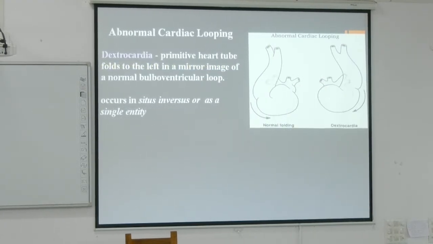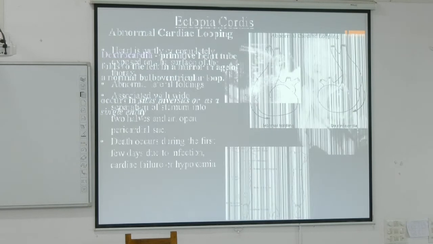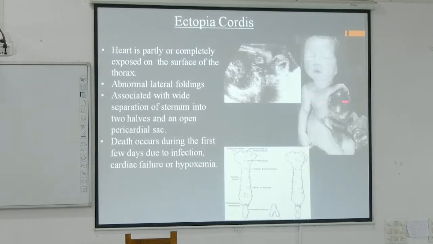If you have abnormal looping of the heart, it could be in the opposite direction, situs inversus, with the heart placed on the right side instead of the left. So abnormal cardiac looping leads to dextrocardia. Instead of moving towards the left side, the heart is reversed and placed on the right side. The heart may also be placed outside if you have a chest wall defect. We call this ectopia cordis.